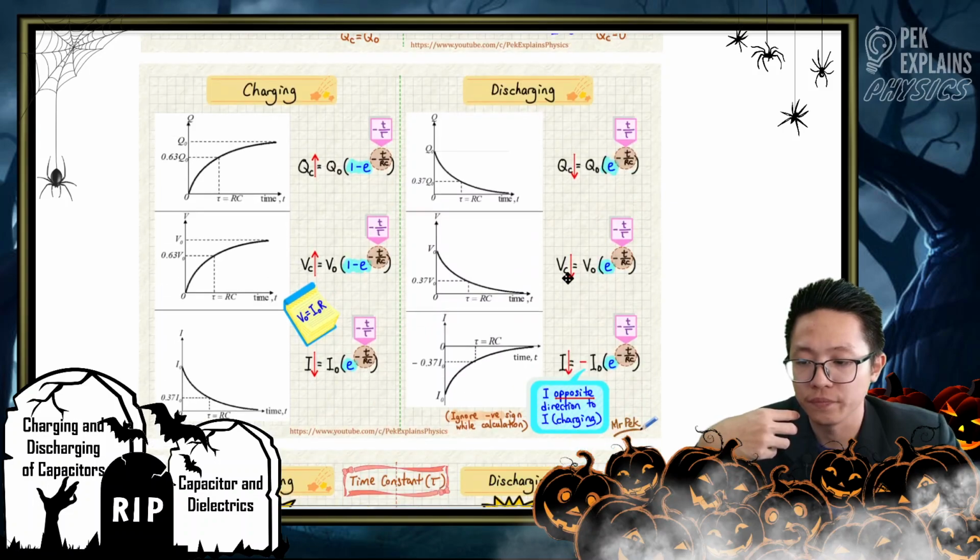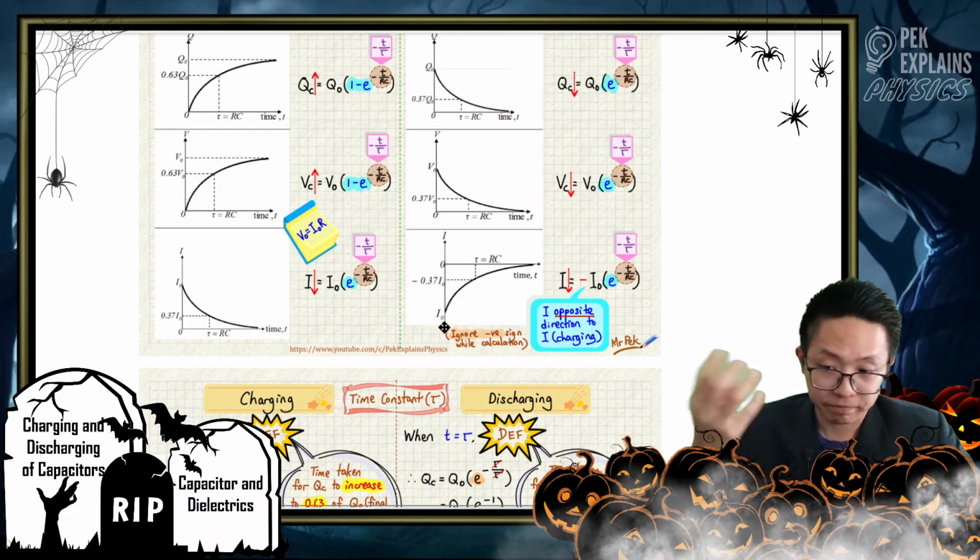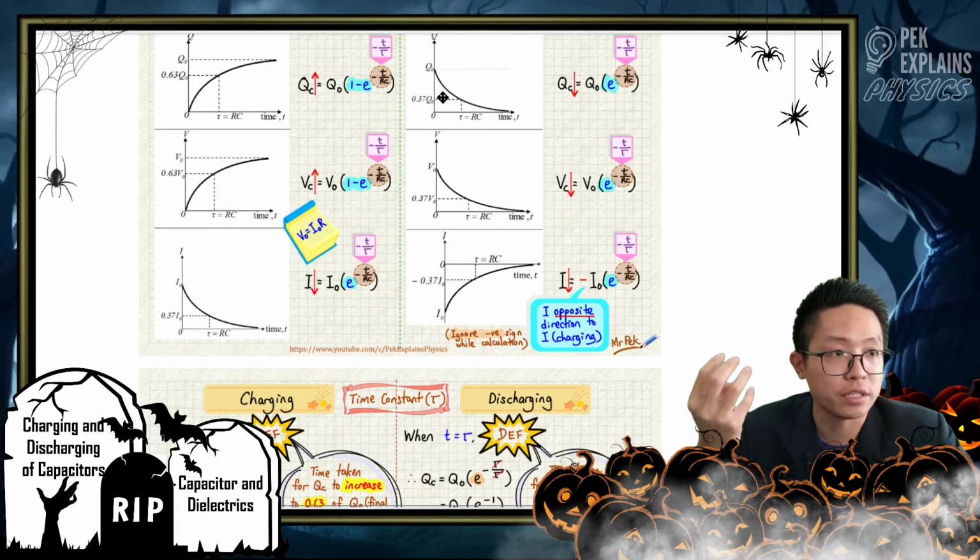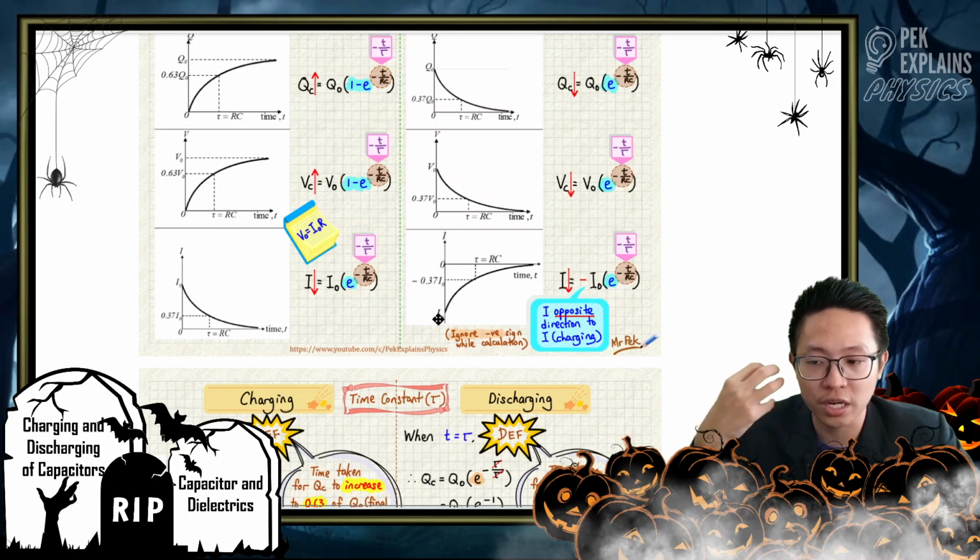The current becomes zero. It's just like when the capacitor is fully charged, the current to discharge the capacitor is very high. But when the capacitor is fully discharged already, no more current flows in the circuit because the discharging process has stopped.